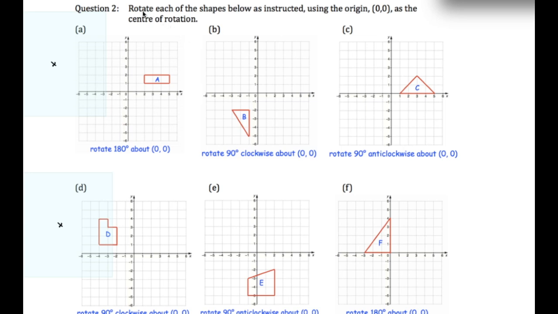Okay, for this question it says rotate each shape below using the origin 0, 0 as the centre of rotation. So you'll notice you've got an axis. Well, 0, 0 is just this point here. The same with this one here, this point here. So all you're going to do now is rotate about that point for each one. It's exactly the same as before. Now you've got the origin, the 0, 0 point. You just put your tracing paper on and rotate about that point.